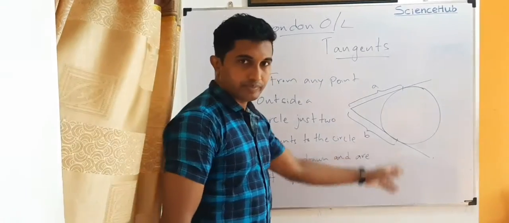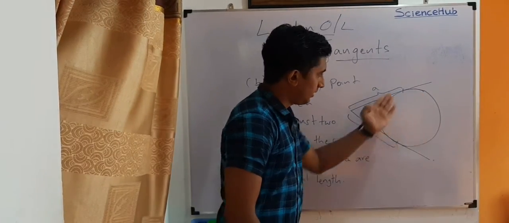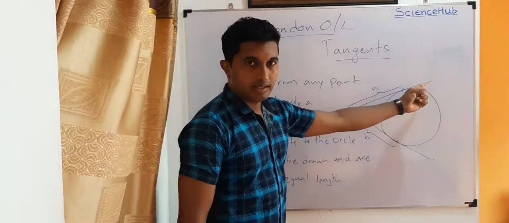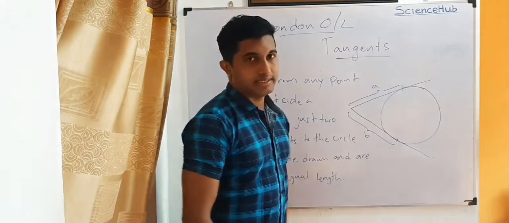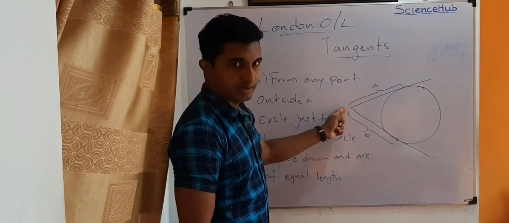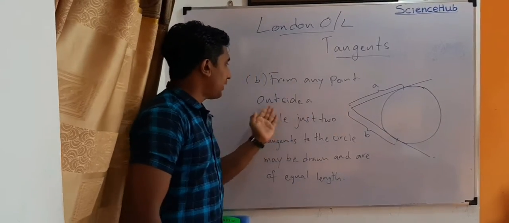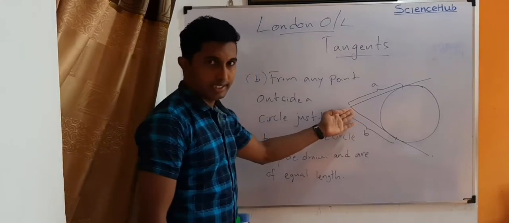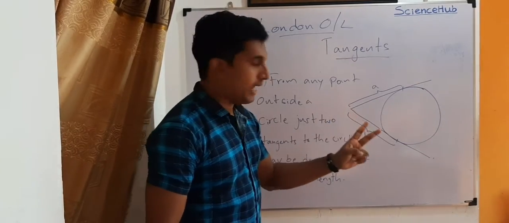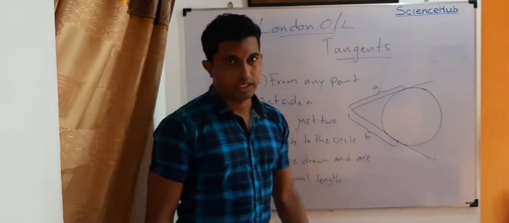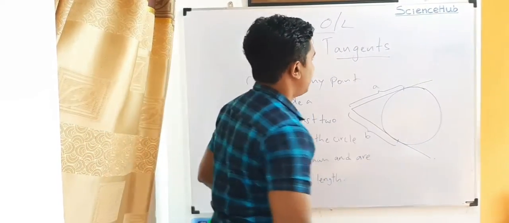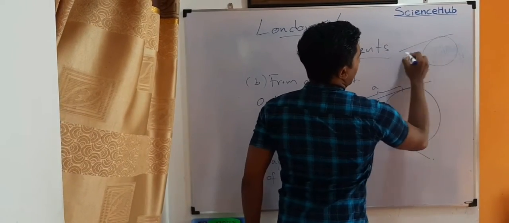Now here is a figure. This is a circle, and this line and this line are tangents. Both lines are tangents, and according to the theorem, consider this one is a point, some certain point outside the circle. From this point just two tangents to the circle can be drawn. You cannot draw more than two, like this, 1 and 2.